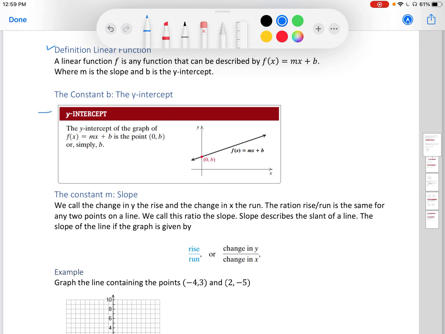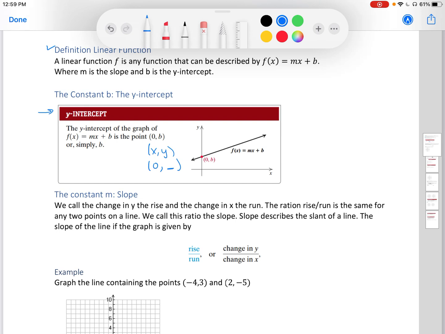The constant b, the y-intercept. So what is a y-intercept? We see here, by our definition, the y-intercept of the graph of f of x equals mx plus b is the point (0, b). Remember, your points are always (x, y). So we're saying that x by default is 0 and y can vary.